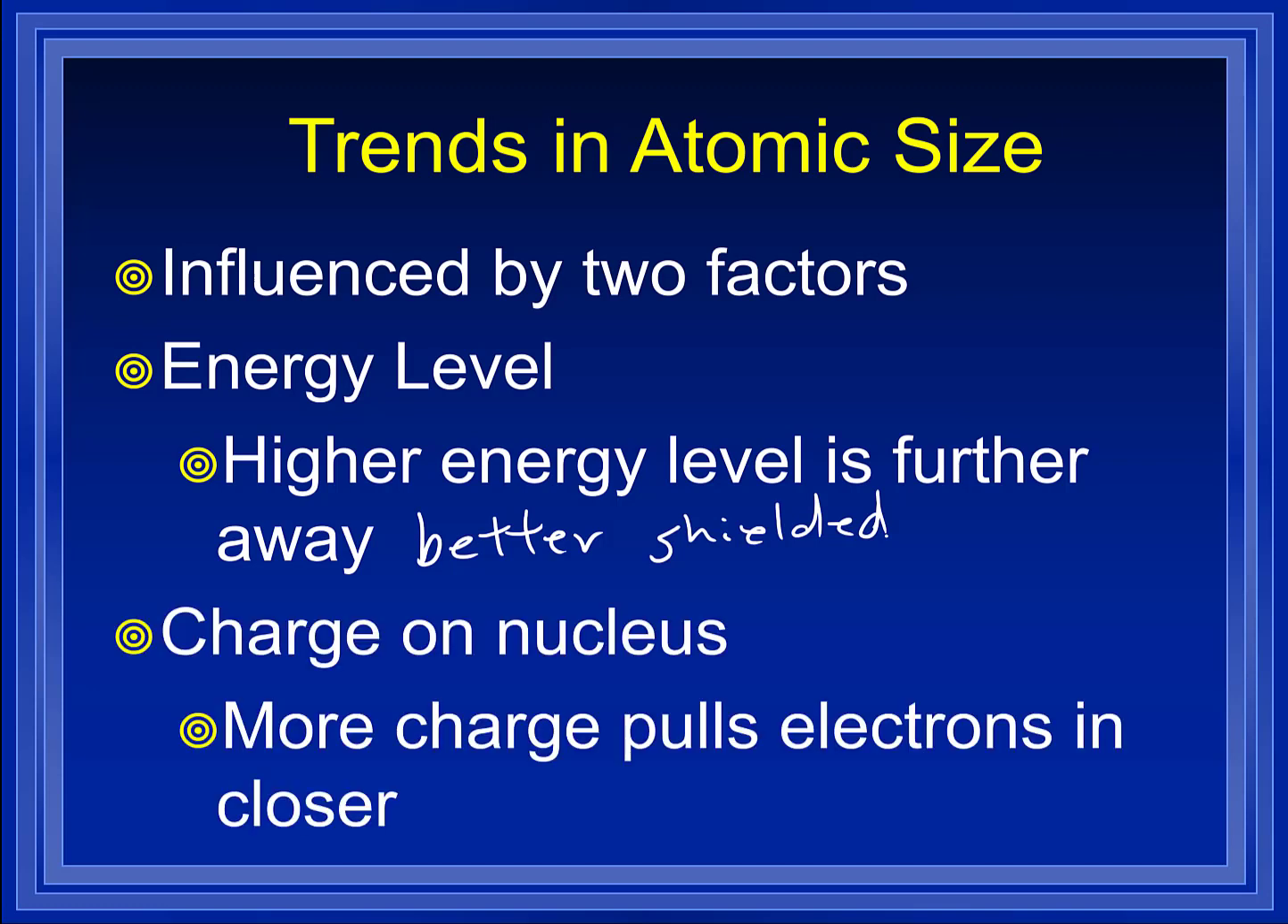And charge on the nucleus: more charge pulls the electrons in closer, because we're using the complicated idea that opposite charges attract. And more opposite attracts more. So just using these ideas, we're going to be able to get the general trends in size, electronegativity, and ionization energy.